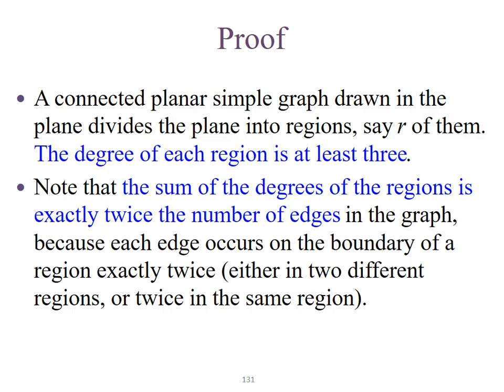Okay, a very simple observation is that the degree of each region is at least 3, because we need at least 3 edges to form a region. So the degree of each region is at least 3. And then the last thing is very similar to the theorem: the sum of the degrees of the regions is twice the number of edges.